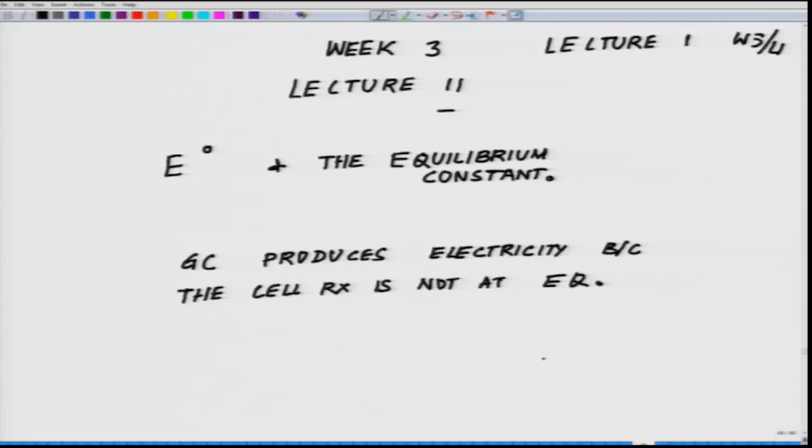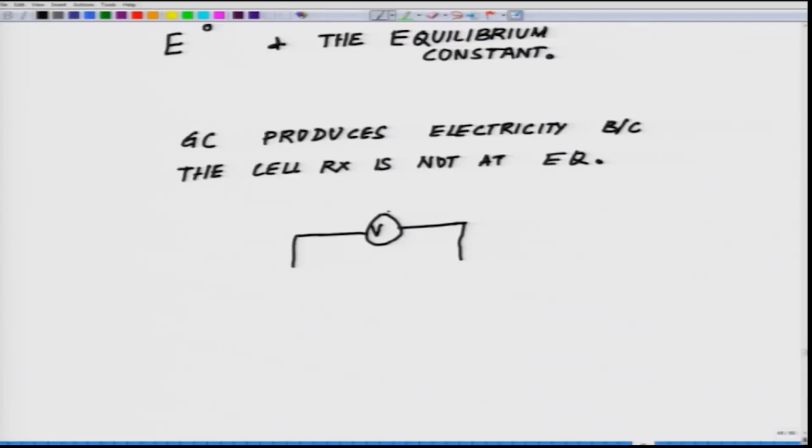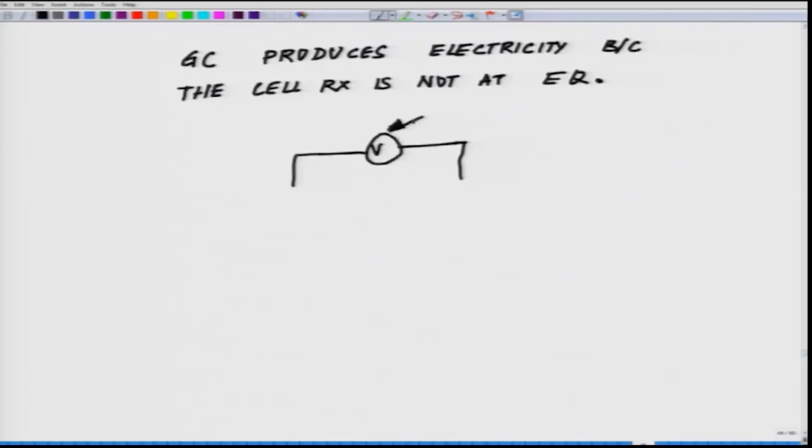The potentiometer allows negligible current. So, the concentration of the cell remains unchanged. Say for example, you have this potentiometer which is connecting to a cell. When you are connecting it with a potentiometer, there is a negligible current flowing through, so the concentration in the cell remains unchanged.